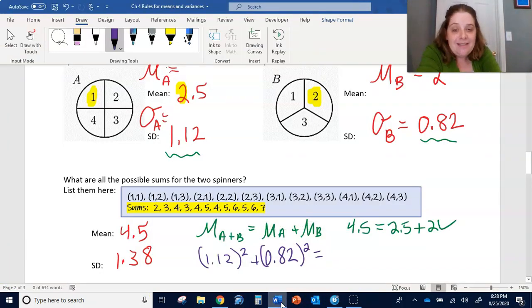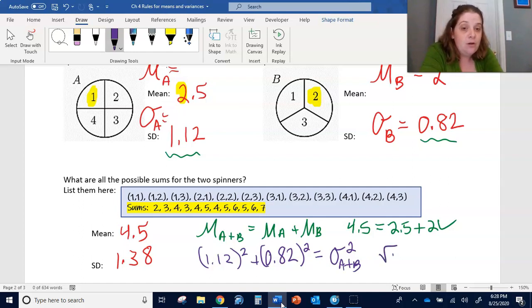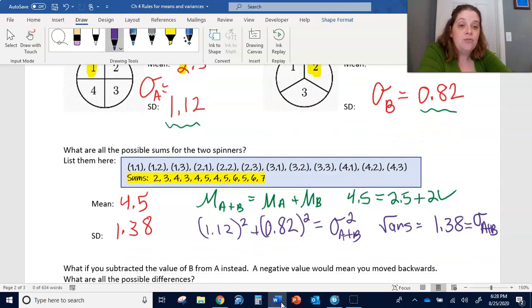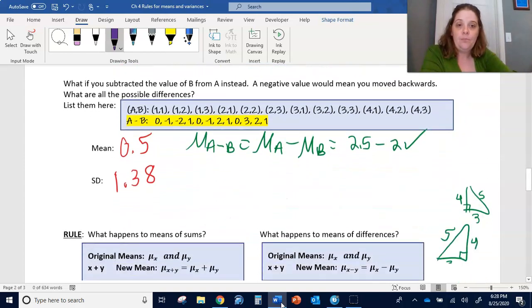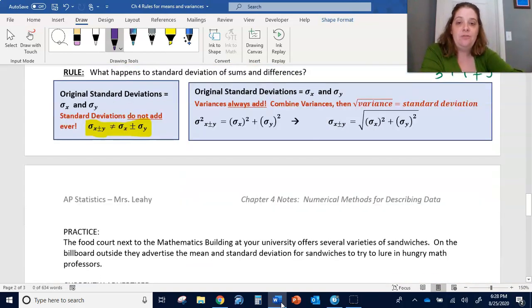Okay, so to get the standard deviation, I'm going to square it, but that's going to give me the variance of the A plus B. In order to get the standard deviation, I will square root that answer. So if I take the square root of the answer that I got for variance, I end up with that 1.38 number. That is my standard deviation. And so the cool thing is this works for differences too. So it's the same number, it's the same calculation. So even though I'm subtracting my data values, they always add, they always combine. All right, so let's do a couple of examples of using this.